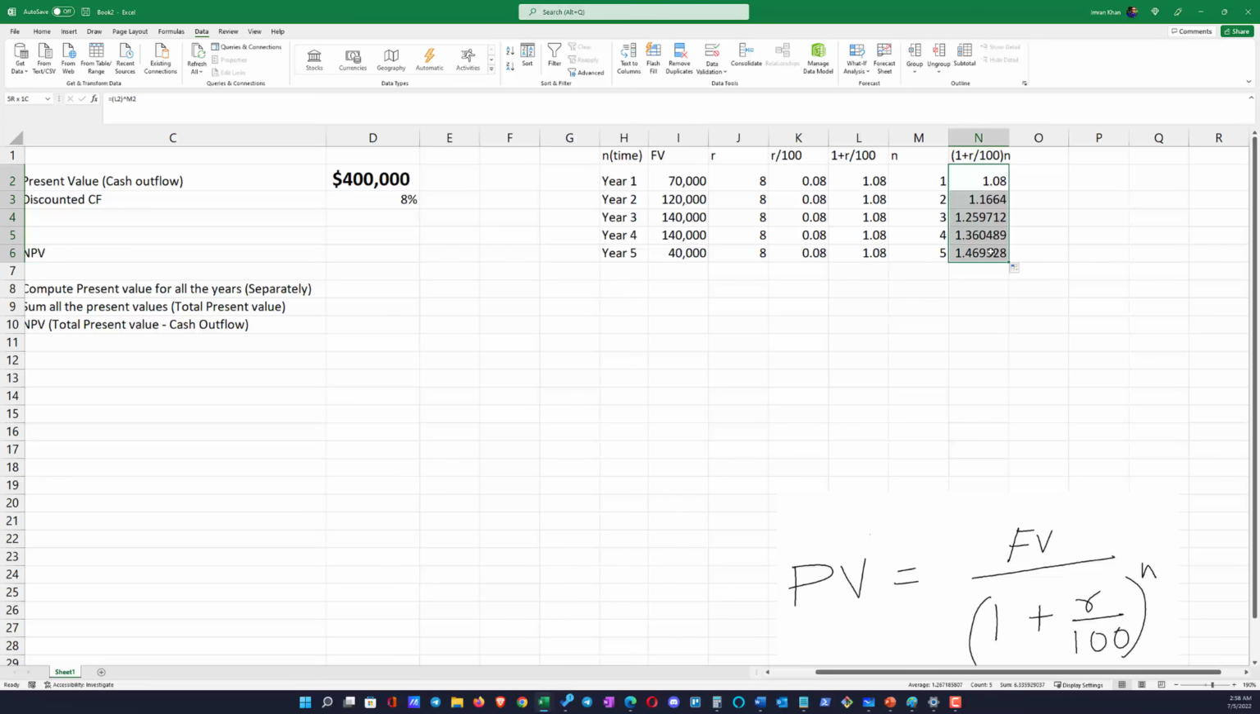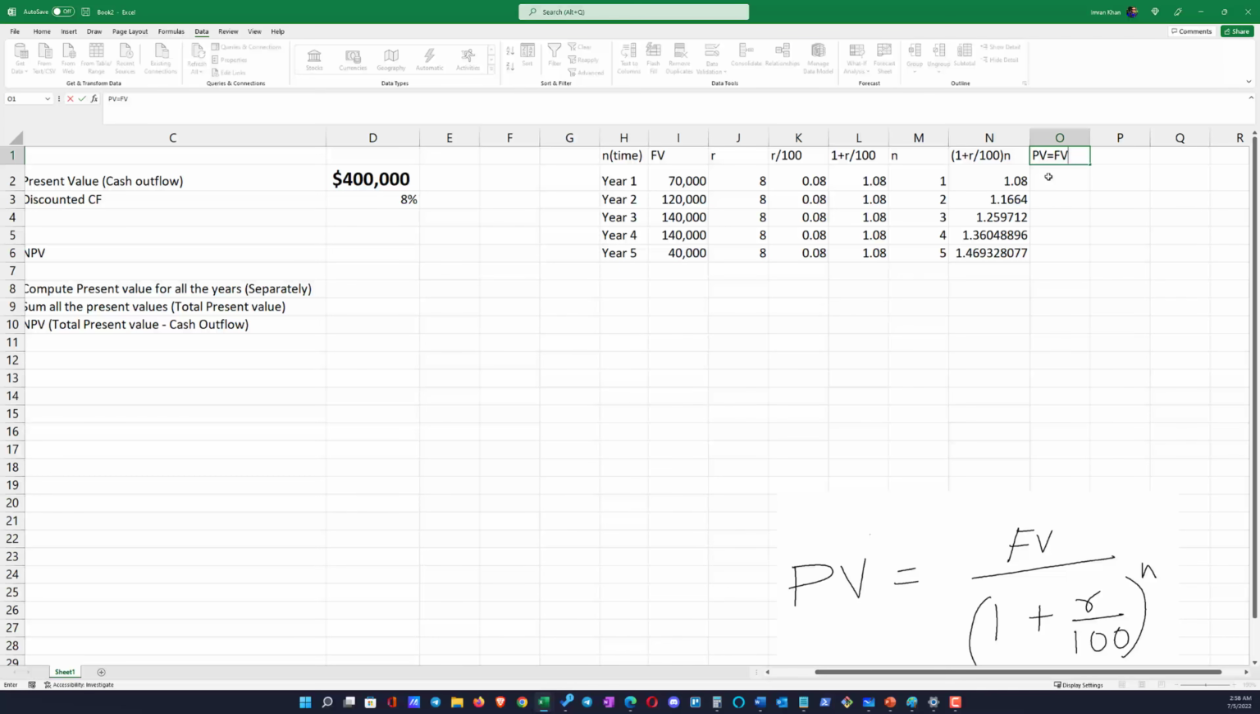If it is confusing, not to worry, just pay a little attention. For people who are not used to Excel, the first time it might look confusing. Now we have computed these numbers for all these years: year 1, year 2, year 3, year 5, but we need to compute the present value. Present value is equal to FV divided by 1 plus R divided by 100 to the power of N, right? I'm just writing the formula here in the cell. We've computed this entire denominator, so we just need to divide the future value amount by this number, and that's going to give us the present value.